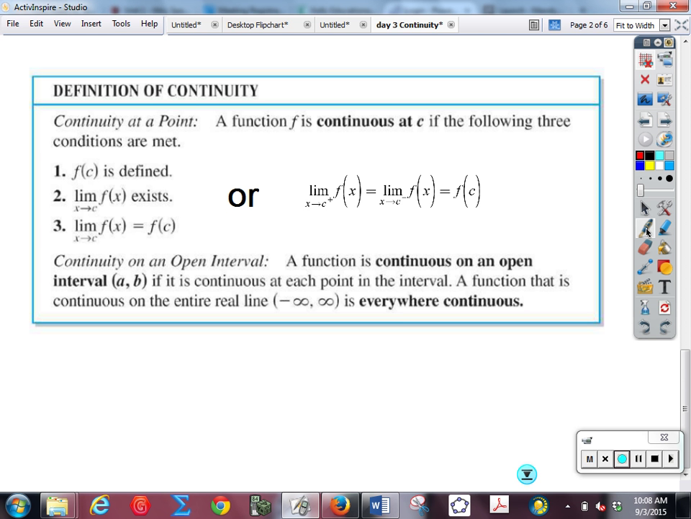Also, the limit as you get close to c needs to exist, and that limit needs to be the same as the value. So that's kind of the three things. Or, another way you could think of it: the limit from the right and the limit from the left exist, they have to be the same, and they have to equal the function value. So no matter what, if I have a value c and it's continuous at c, that point has to exist, and it has to approach that from the left and from the right.